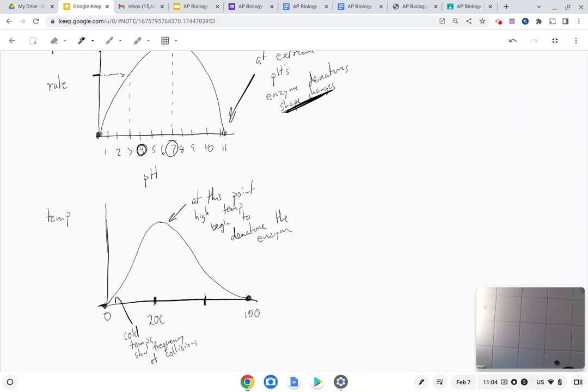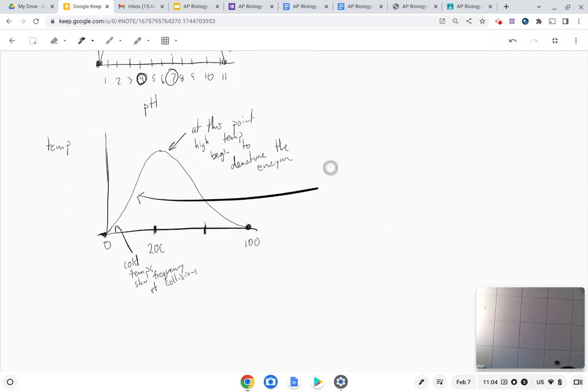So generally, right in here, we can comment. We see as temperatures increase, in this local area here, like between 0 and 10, let's say, we see an increase in the rate of reaction. Rate of reaction also increases.